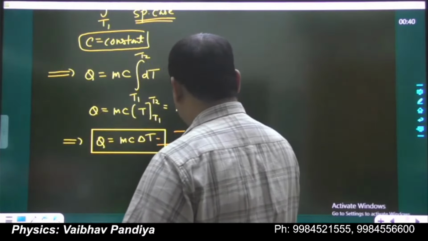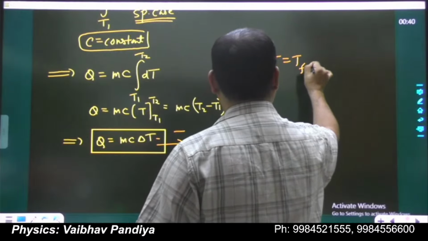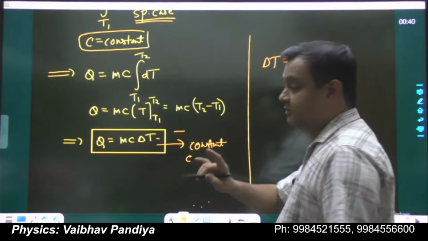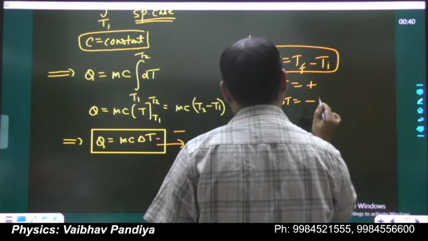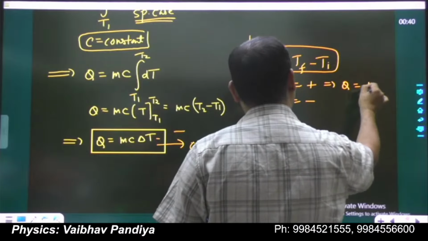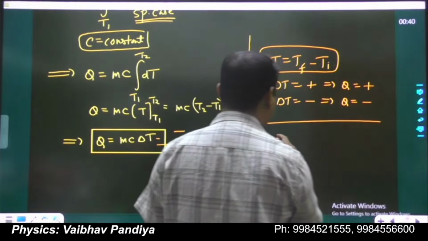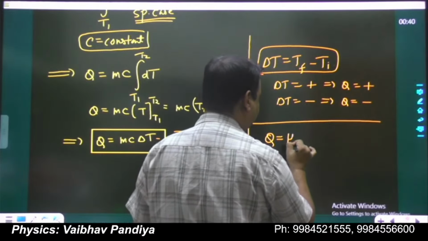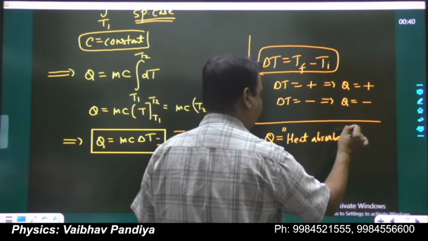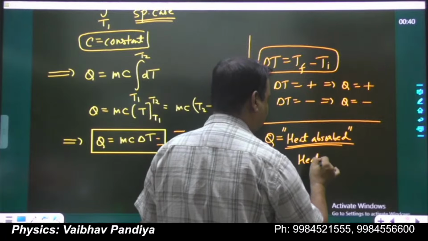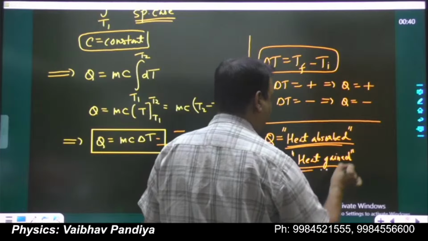And whenever you are applying this formula, be careful about one thing. Delta T will be taken as final temperature minus initial, never higher minus lower. Always this way. So delta T can be positive or delta T can be negative. If delta T is positive, your Q will come to be positive. If delta T is negative, your Q will come to be negative. Clear? Number one. Number two, Q denotes the heat absorbed. We never talk about heat lost. We will talk about heat absorbed or heat gained by applying this formula.